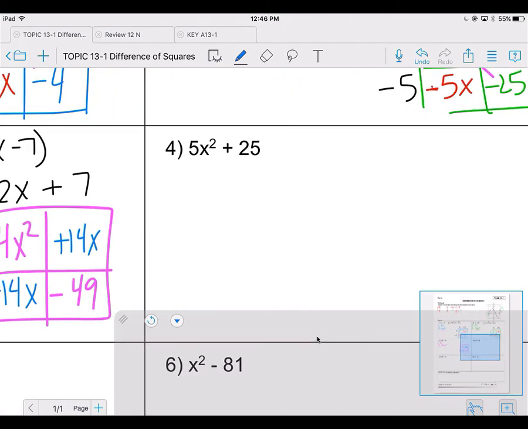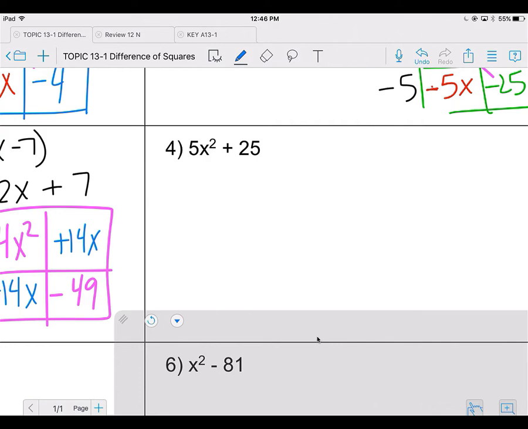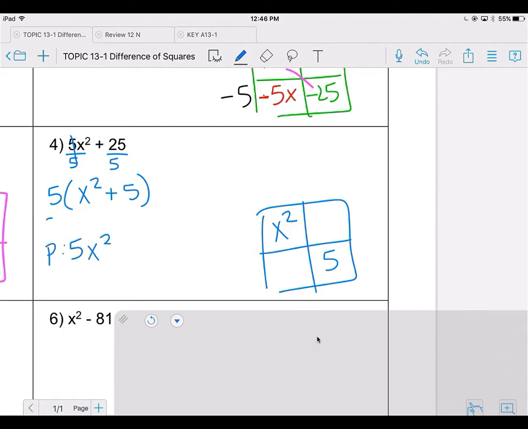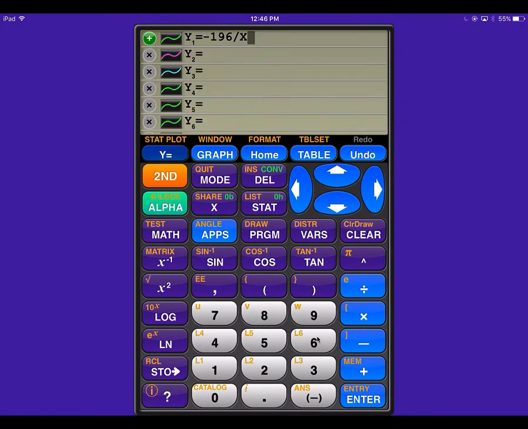On problem 4, I have a 5x squared and a 25. This one has a GCF because you can take a 5 out of both terms. So I have x squared plus 5 remaining when I divide it out. So I can go to my box now. X squared and 5, so my product is 5x squared. My sum is still 0 because there is nothing listed. So I put 5 divided by x into my calculator.